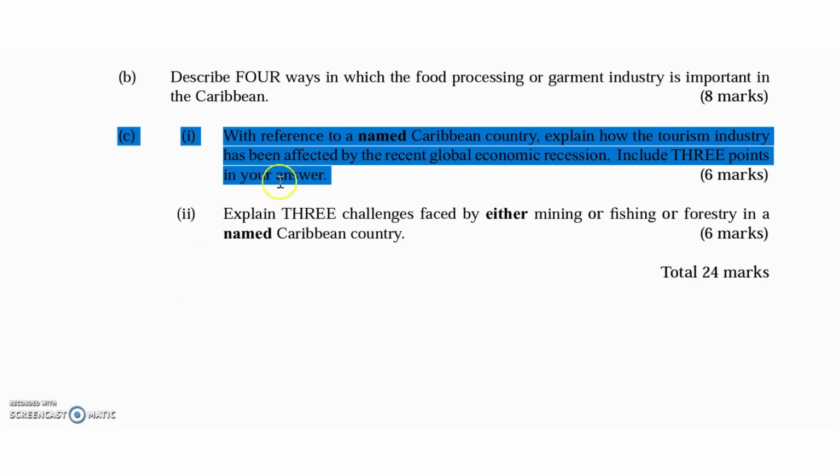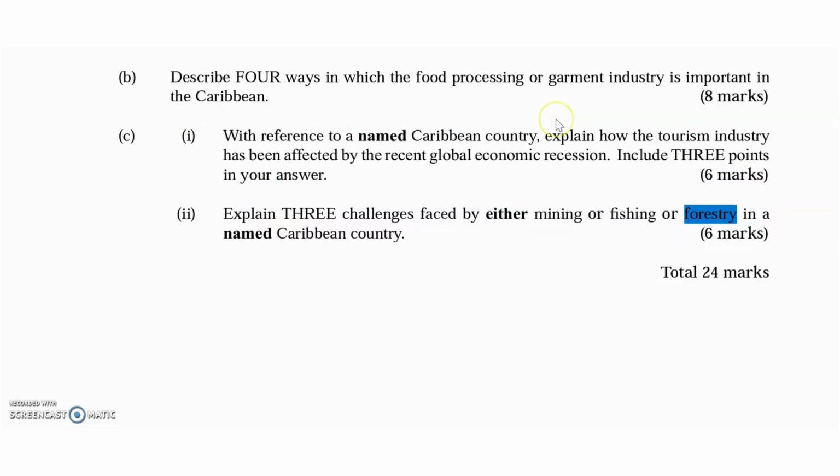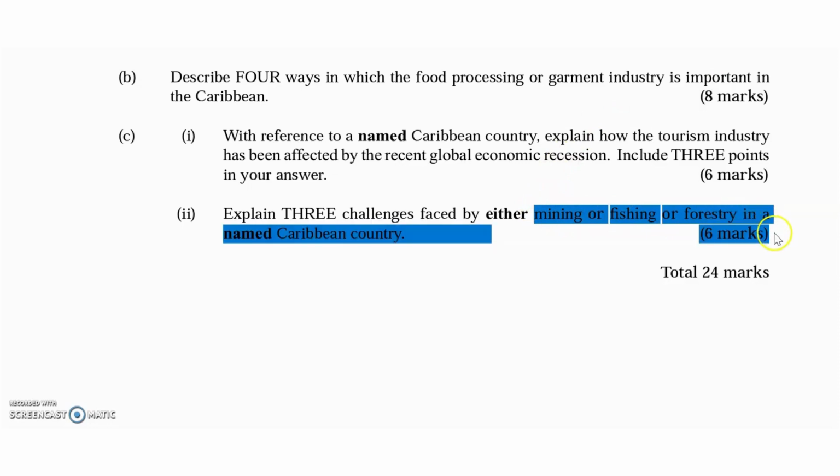Then quickly into part 2, explain 3 challenges faced by either mining or fishing or forestry in a named Caribbean country. Students, you have to choose one in the exam. All right, do not choose all. However, in the 2011 paper, there is a video I did on the channel. I will post the link in the description where we went through every single one of these, mining, fishing, and forestry in detail, highlighting the 3 challenges faced by each of them in the named Caribbean country as well.